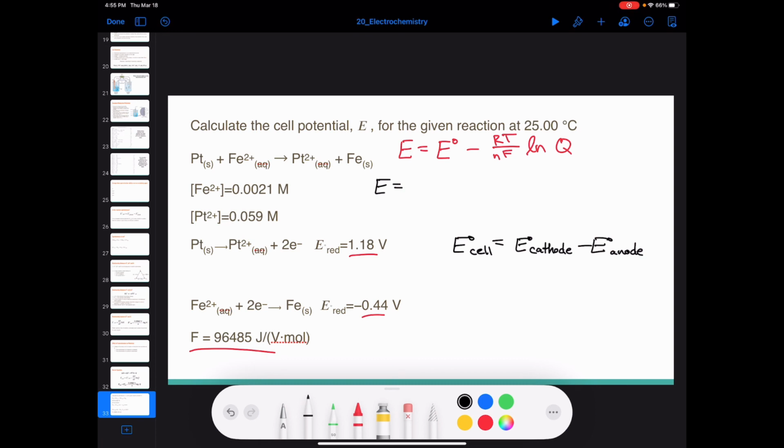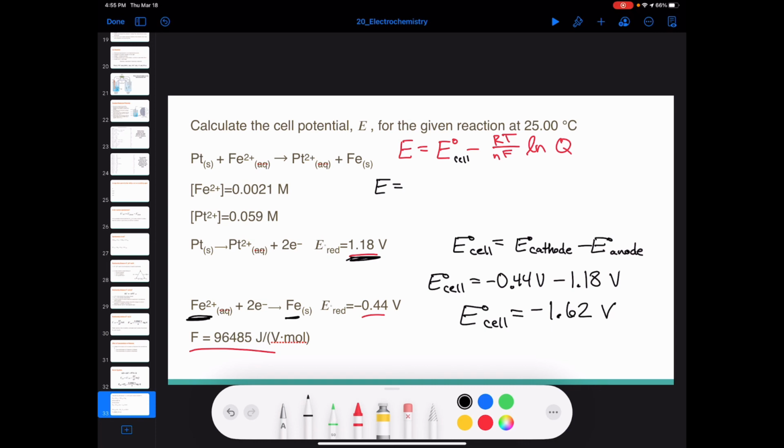Our iron is being reduced, right? Because it's iron 2+ gaining electrons, becoming iron metal. So that's going to be our cathode. That means that E naught cell is going to be equal to negative 0.44 volts. Then we need to subtract out the other one, which will be this right here. So we're going to subtract out 1.18 volts. So our standard cell potential in this case is going to be about negative 1.62 volts.